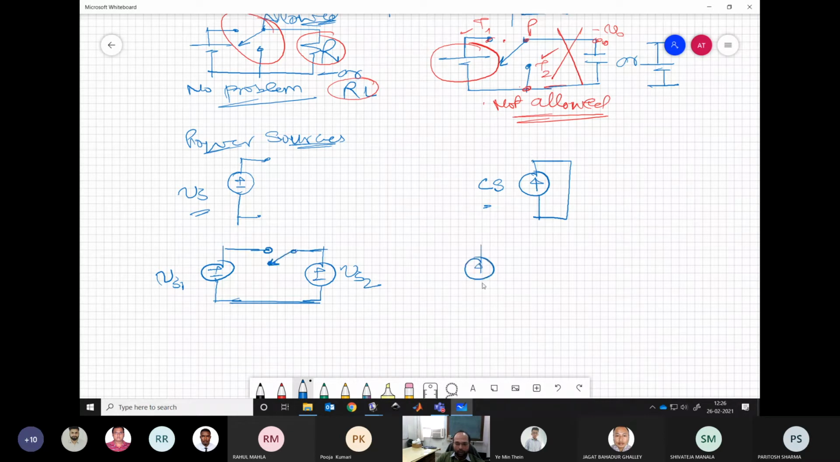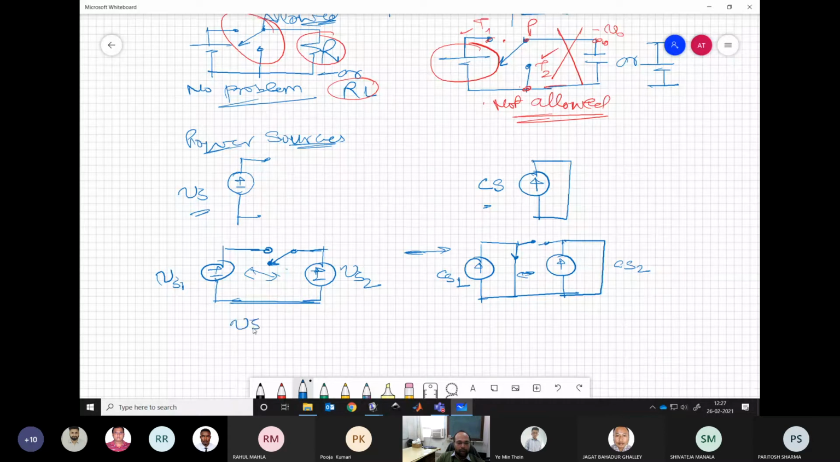On the other hand, let us say we have one current source and another current source. Can we have power flow between two current sources CS1 and CS2? Can we do that? No, it's not allowed. Why? Because the moment you try to short two different voltage sources or two different current sources, you will be destroying both.